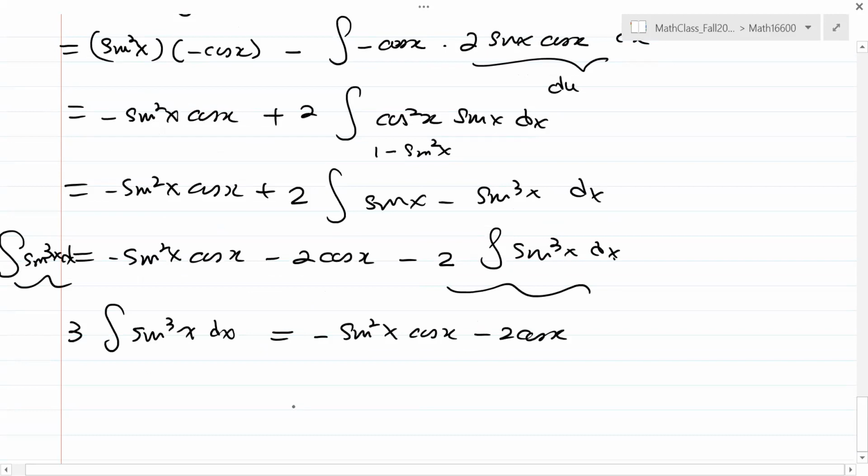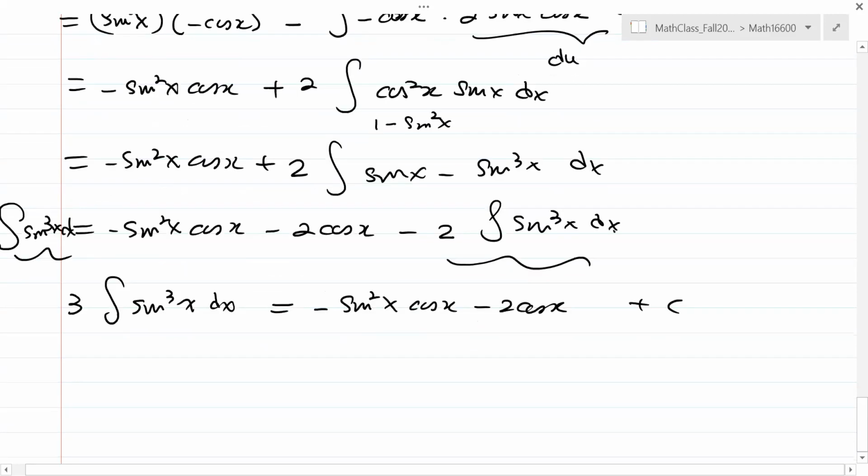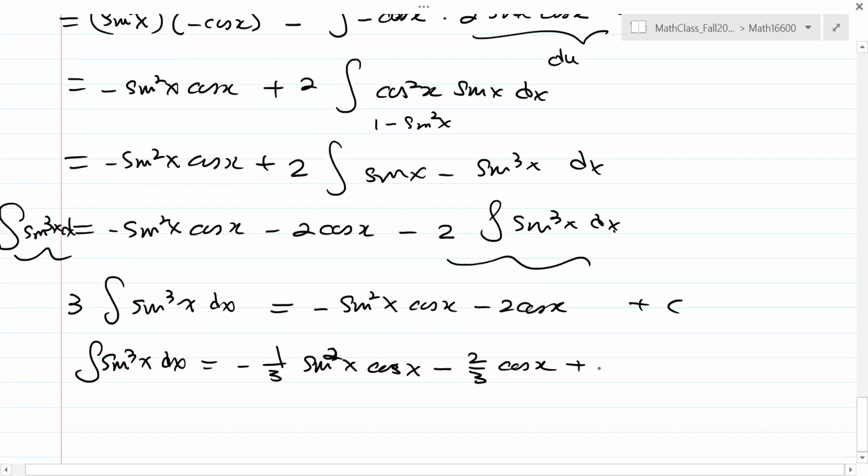Okay, now we usually should put a constant here, because the indefinite integral is a family of solutions. Just to find a way, it's okay, then add a constant. So the integral of sine cube x dx equals negative 1/3 sine square x cosine x minus 2/3 cosine x plus another constant. Is this the correct answer? Yes, I guarantee. But does it look like the one we got before? No.